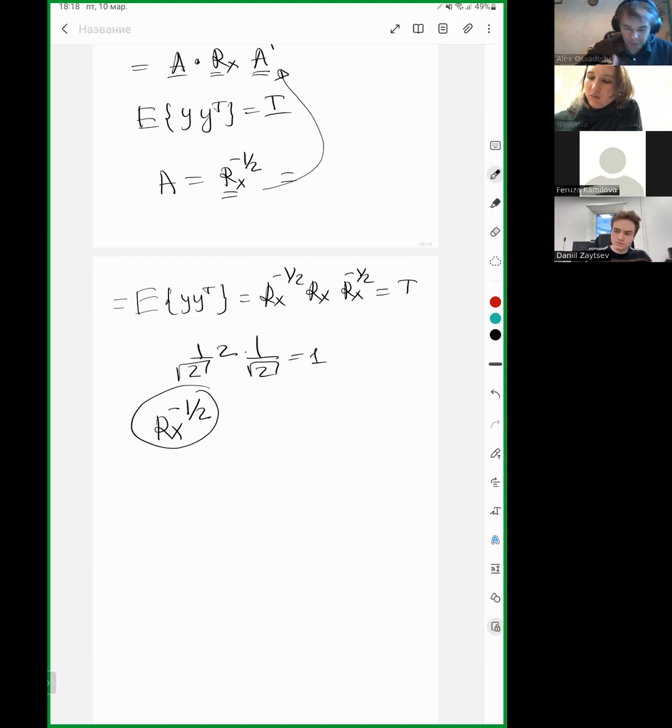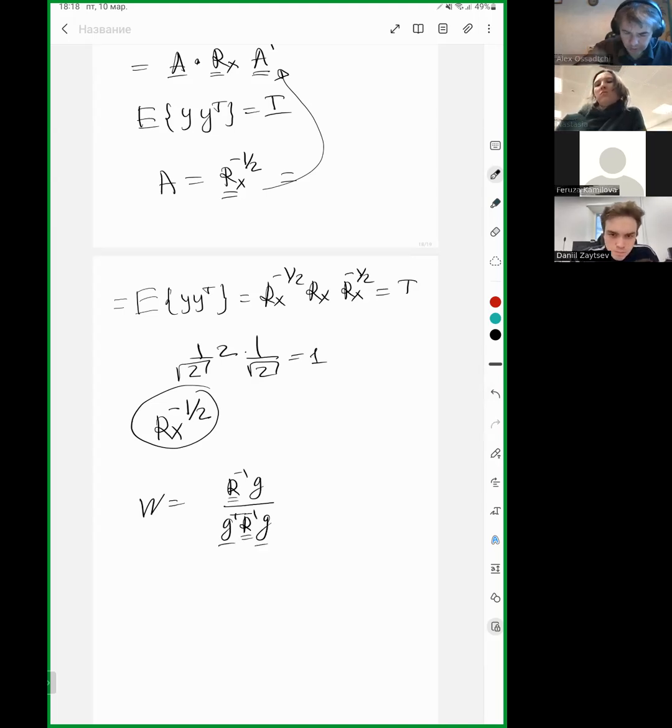Now, let's look at our beamformers. Back to the beamformers. Our beamformer, if you remember, is R minus 1 g divided by g transpose R minus 1 g, vector, vector, matrix, vector. This is our w, our vector. This vector had the property that it will have gain 1 at location g1 and will provide the minimum power at the output. Let's see what it actually does.